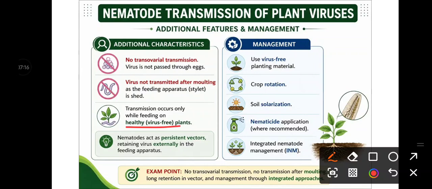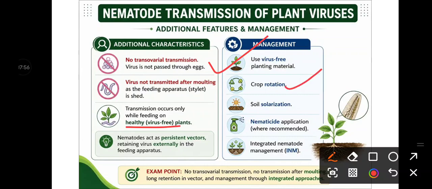Management. For any virus management, the most important practice is the use of virus-free planting material. This is the most important. And the second important is the management of the vector. Here we are discussing the nematode as a vector. So whatever practices we adopt to manage the virus should manage the nematode, because the nematode is the only agent that is spreading the virus. So if we restrict the nematode, then definitely the virus spread will be restricted.